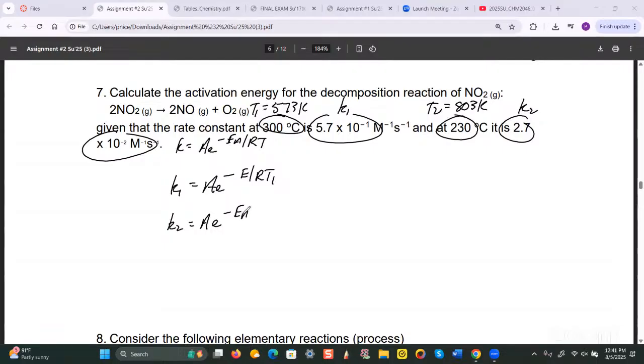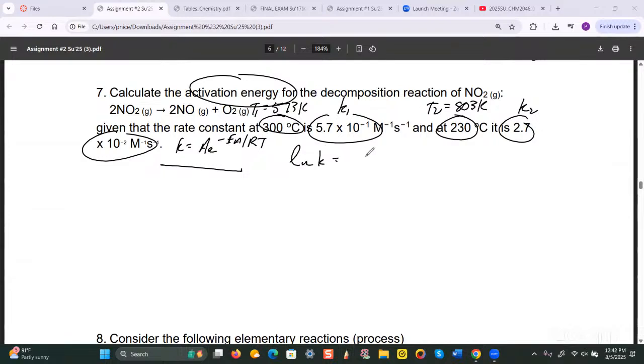Oh, you know what? Hold on. We're trying to find the activation energy, so I won't use this form. There are different ways of expressing this relationship. This is one way. Another way would be ln k equals ln A minus Ea over R times 1 over T. Two different ways of expressing the same thing.